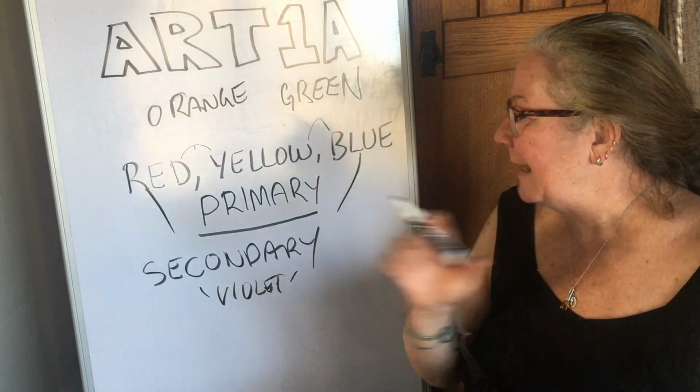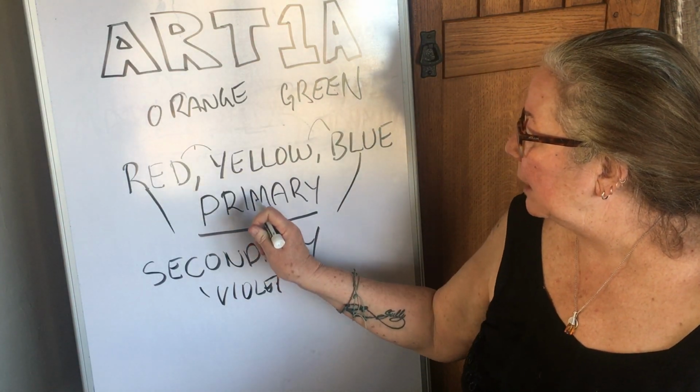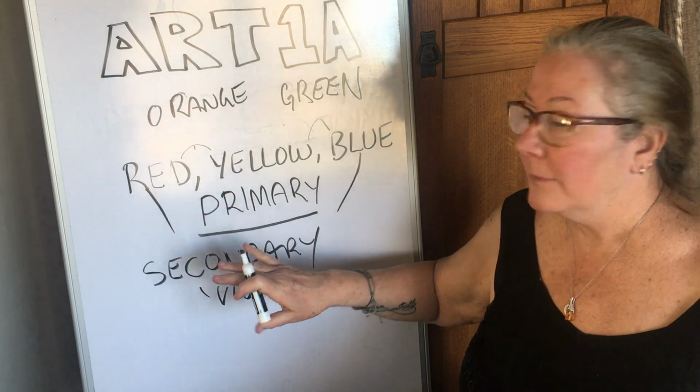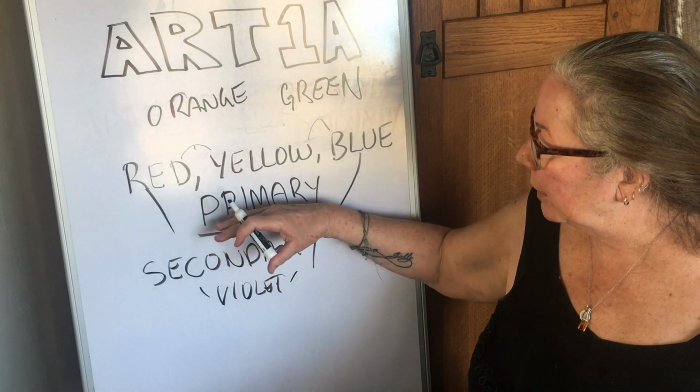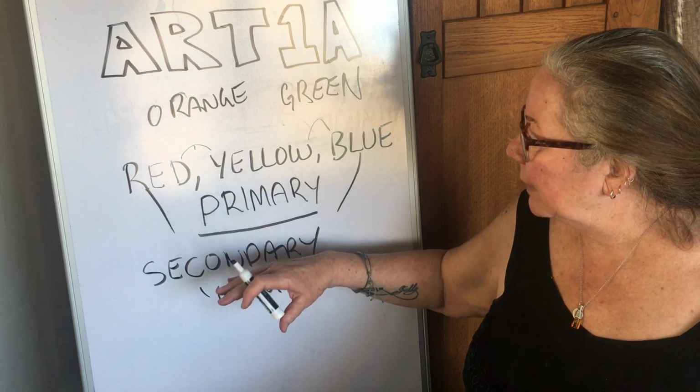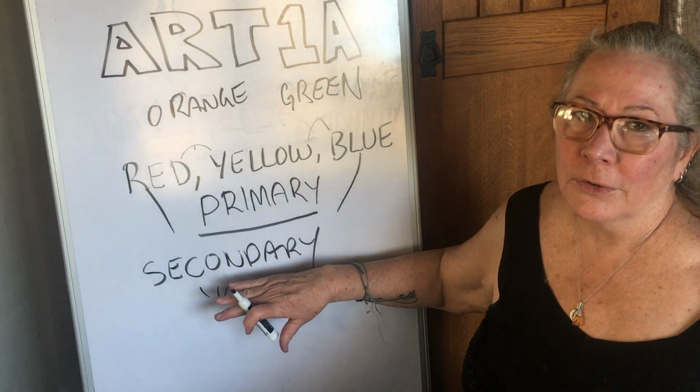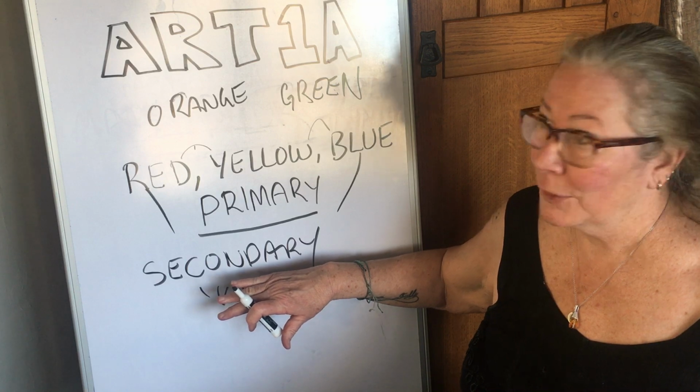So those are called secondary colors because you're mixing two of the first, right? Primary means first. So you're mixing two of the first colors and you get the second color out of a mixture of the first colors, right?